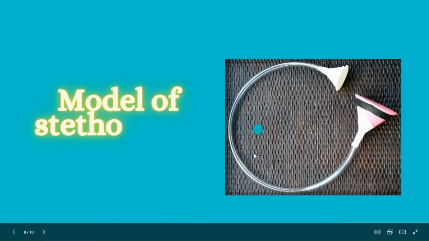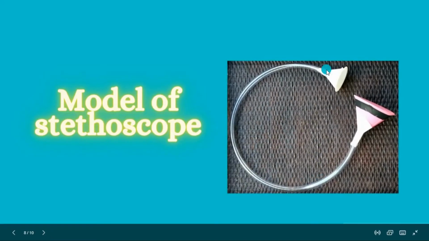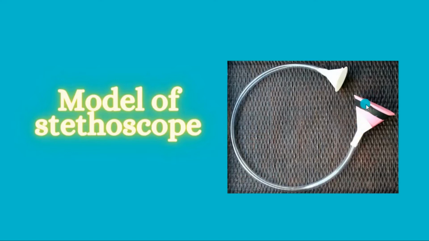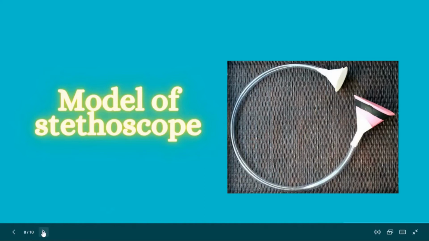So this is the model of the stethoscope. Here we use two funnels. At one end of the funnel we fix the stretched rubber with the tape and join both the funnels with the help of this pipe. Now when we want to hear the heartbeat of a person, we must place this chest piece over the chest, and with the help of this earpiece we can hear the heartbeat of the person.